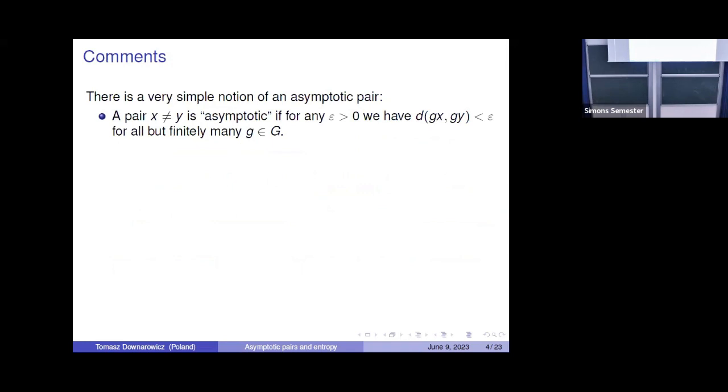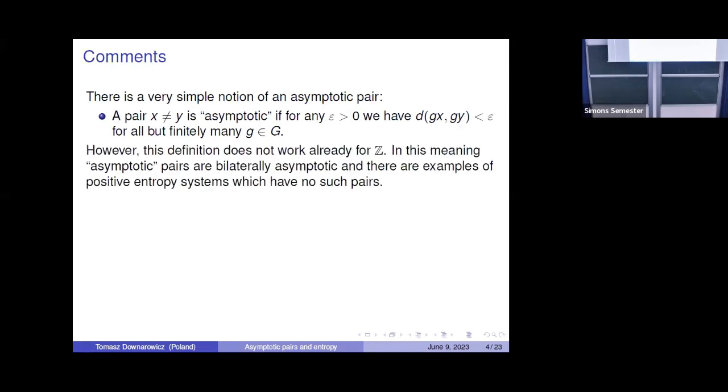If you think about a definition of an asymptotic pair in some completely abstract countable group, one thing that comes to your mind is: let the pair be close, follow almost the same trajectories, except for a finite set. So for each epsilon, only finitely many elements of these two orbits are apart. Otherwise, they're close. So they approach each other as we go away from any finite set.